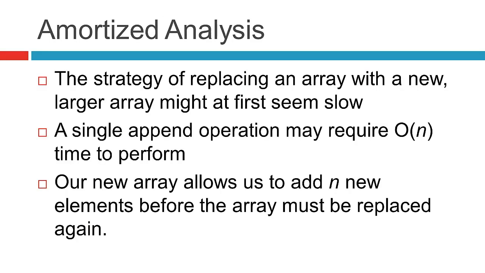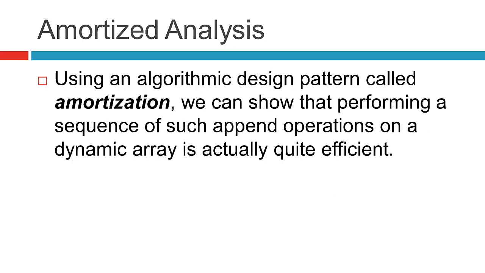The strategy of replacing an array with a new, larger array might at first seem slow, since a single append operation may require order n time to perform. Our new array allows us to add n new elements before the array must be replaced again. So, what we're going to do is use an algorithmic design pattern called amortization. We can show that performing a sequence of such append operations on a dynamic array is actually quite efficient.